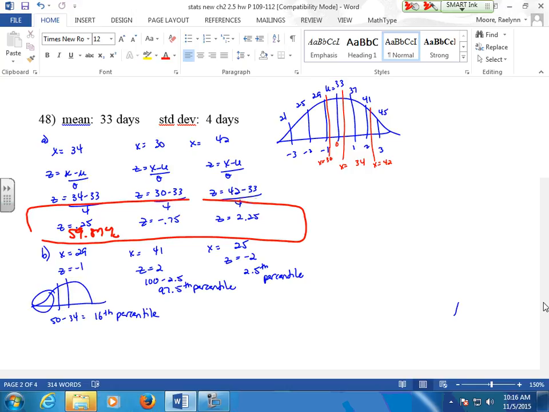Do you see how your table relates to your empirical rule? It just gets it a lot easier. You don't have to take half of anything. You don't have to divide anything. You just go right to your table. So negative 0.75 is right here. What percentile is negative 0.75 in?